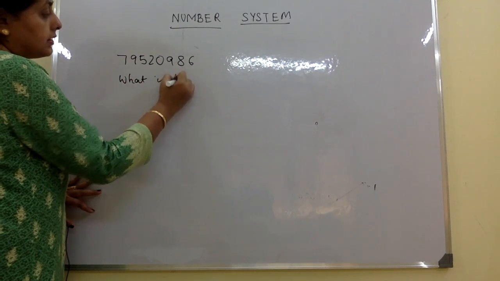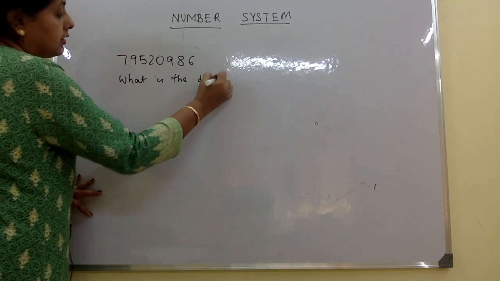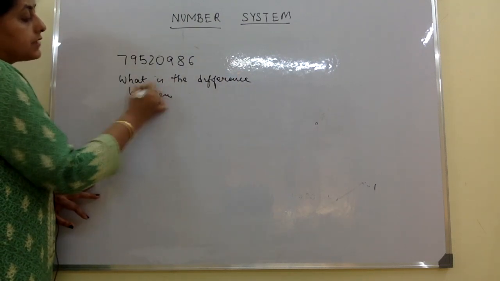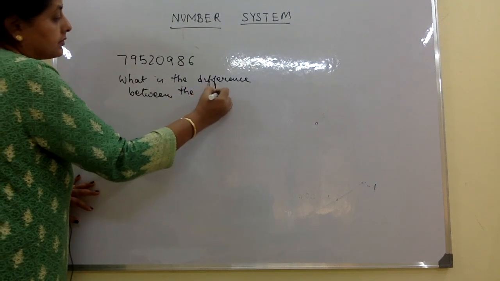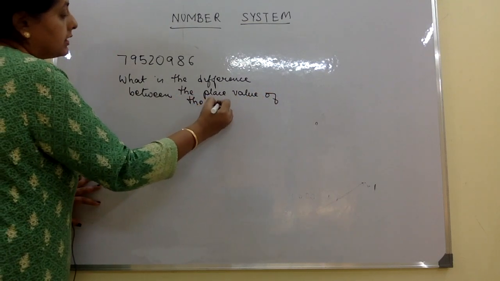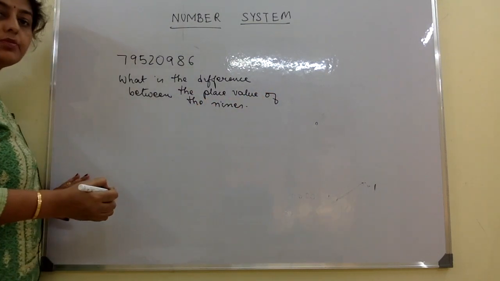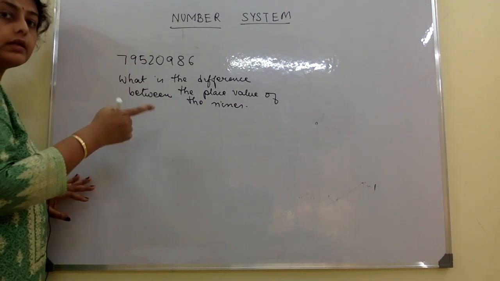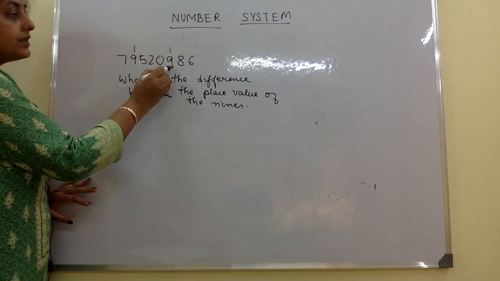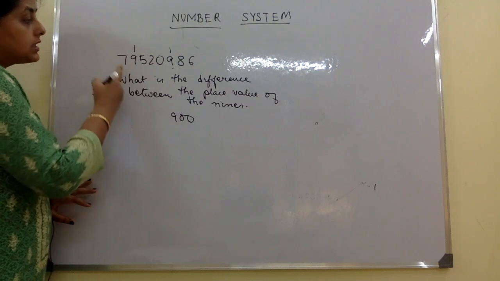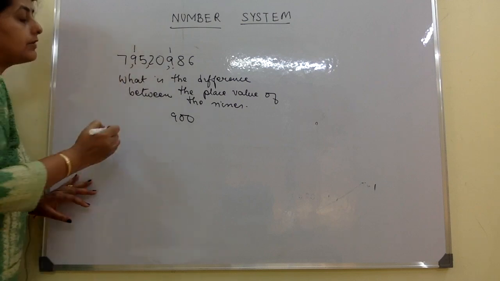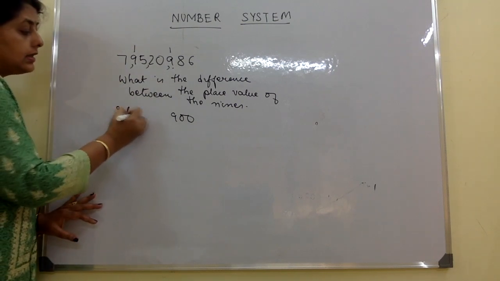What is the difference between the place value of the nines? That is the sum. Here there is one 9 and here there is another 9. Place value of this 9 is 900 and place value of the other 9 is, this is 20,000, this is 95 lakhs. So this is 9 lakhs.